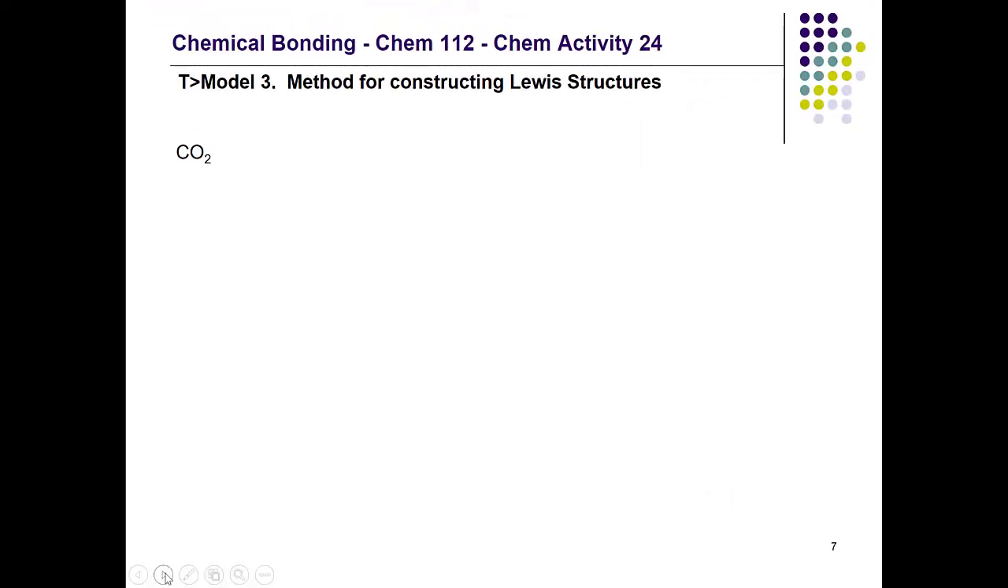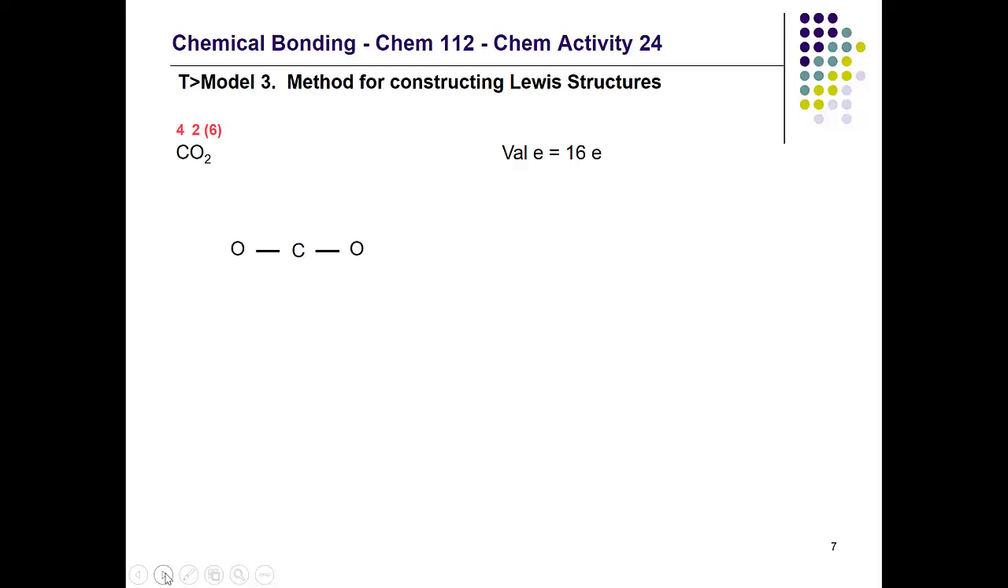Next example, I'd like to look at carbon dioxide. And you'll see that we'll in fact extend the rules that we're going through because this situation is a little bit more complex. So starting off, first of all, I'm going to count the total number of valence electrons. So carbon contributes 4, oxygen 6, 2 times 6. We have a total of 16 valence electrons.